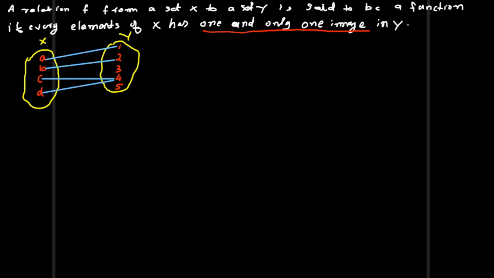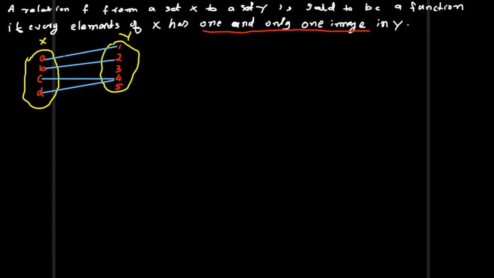Suppose we take d mapped to, or image of d, again 5. So here this element has two images. So we can't consider this relation a function. So we can undo that one. So now this one is a function. That means every element of x has one and only one image. This type of relation we call a function.